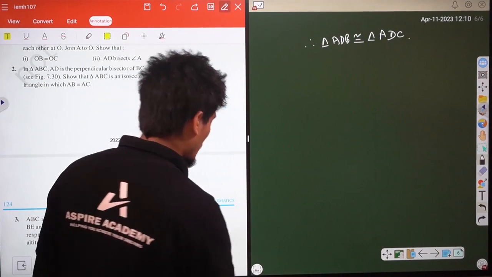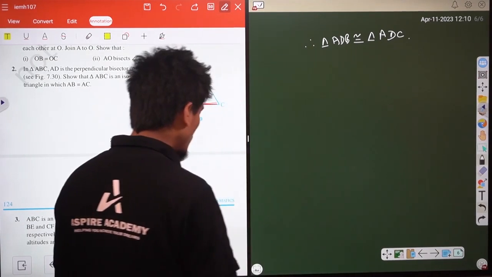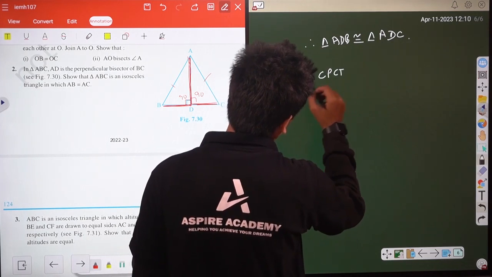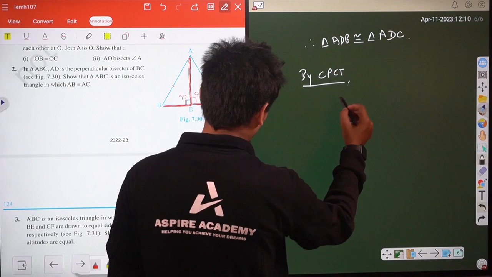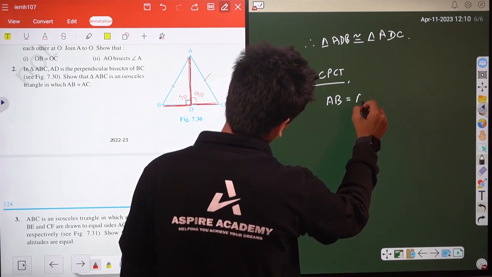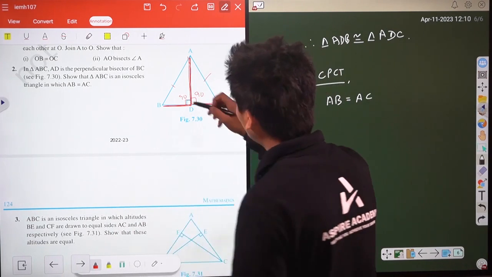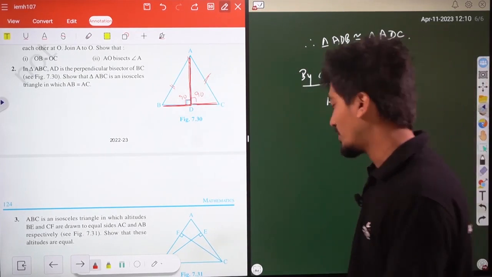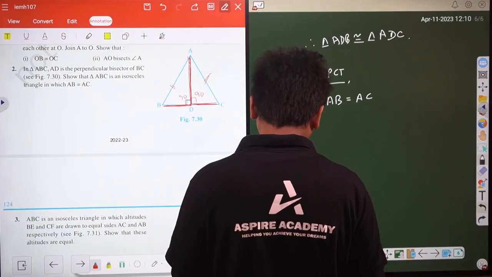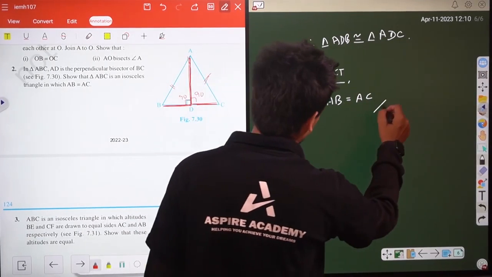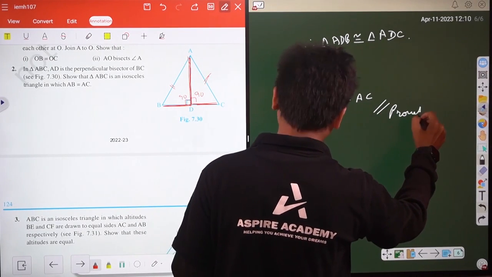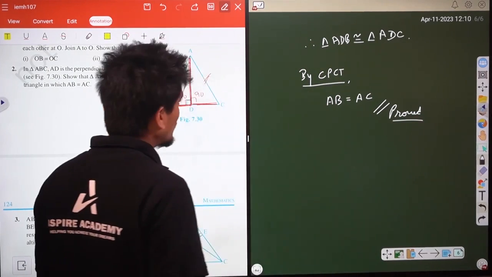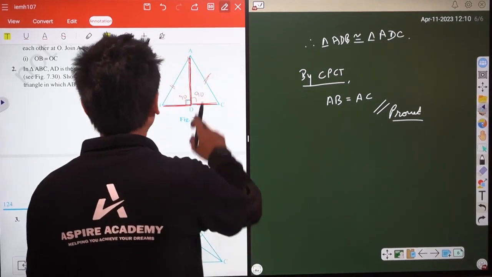Okay. Now see here, since these two triangles are congruent, by corresponding parts of congruent triangles, we can say that AB is equal to AC, right? That means these two sides are also equal. Okay, these are the corresponding sides. Understood? Okay, this is the required proof, hence proved. Now moving on to the next question.